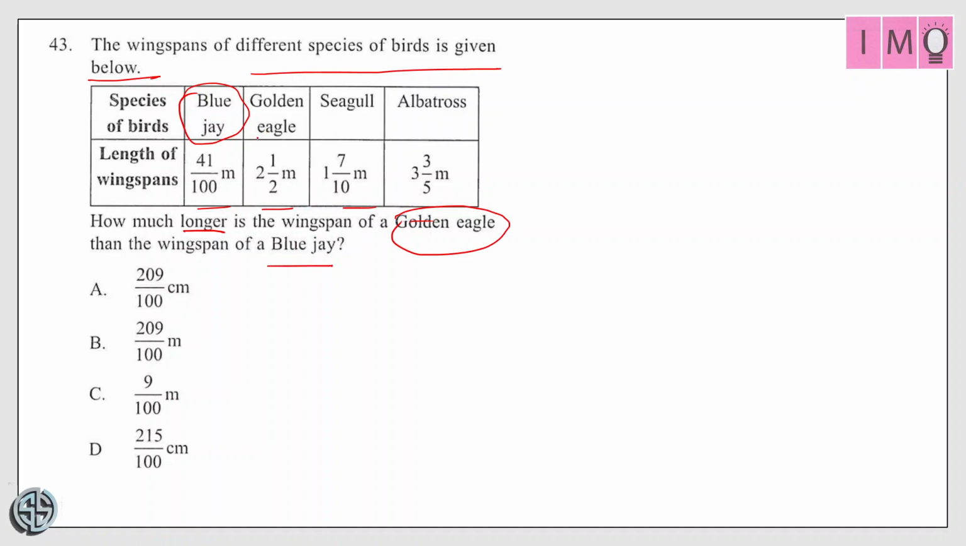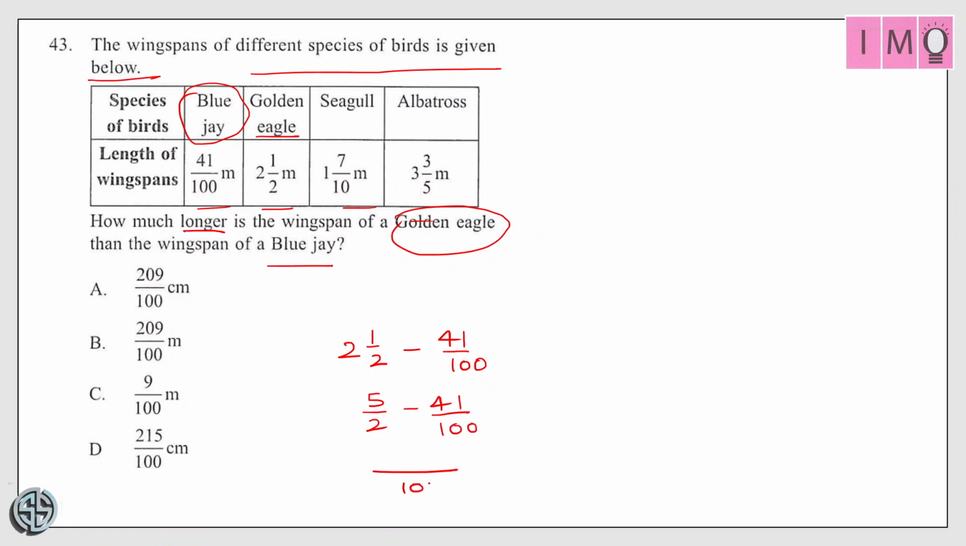So you can see the golden eagle is of length 2 whole 1 upon 2 meter, right? And the blue jay is 41 upon 100 meter. So how much longer is it? We have to subtract their lengths. So when you subtract, 2 2s are 4, 1, so 5 upon 2 minus 41 upon 100, right?